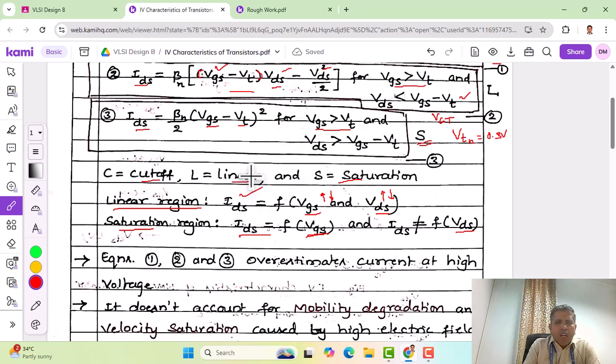Okay, and when we go through equations 1, 2, and 3, that is basically the cutoff region current equation, linear region current equation, and saturation region current equation, all these three equations overestimate the current at high voltage, because these are all first order model equations. Therefore, the three current equations overestimate the currents, especially at high voltages.